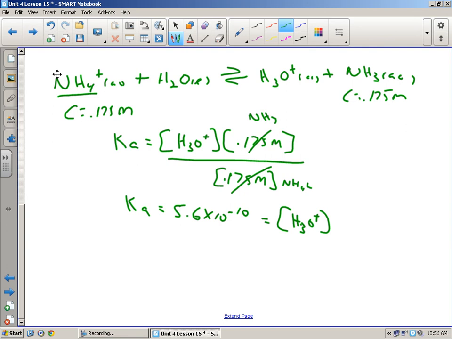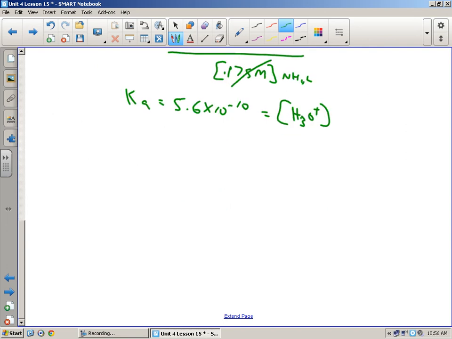Okay, negative log of that. So if you take the negative log of just that, you should be good. pH is 9.252. Okay. 9.252. Once again, you could have written it the other way with NH3 plus water gives you NH4 plus and hydroxide. Then you'd have to find the Kb value, find pOH, and then find pH, which you'll get that. Just the opposite, right? So that's what you need to do for those buffer systems.